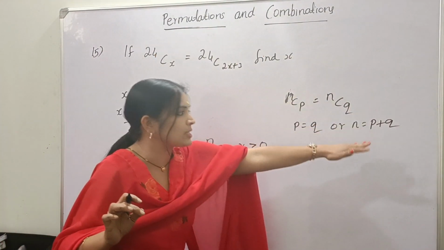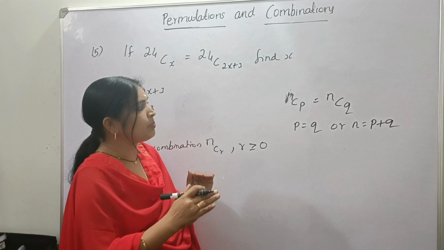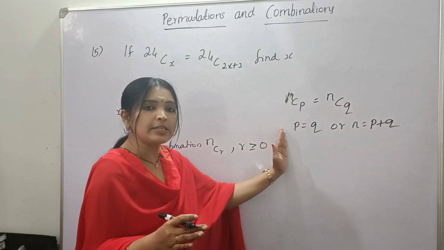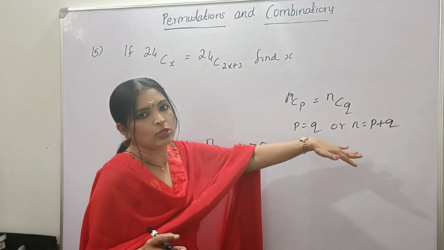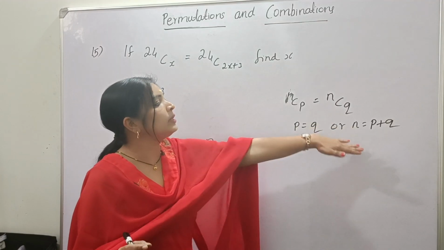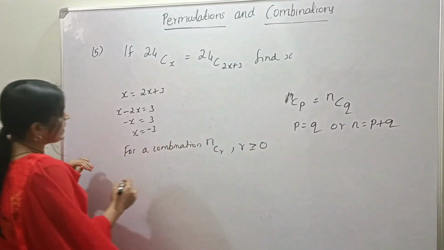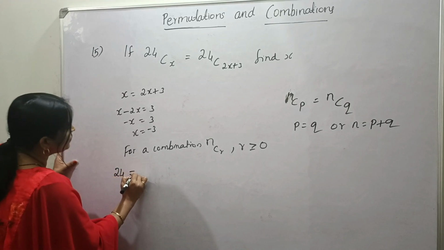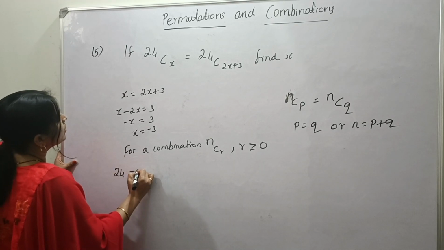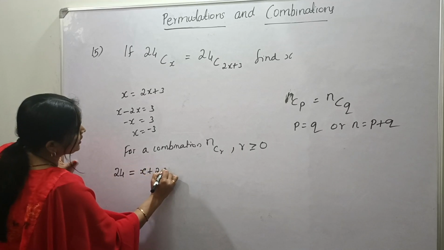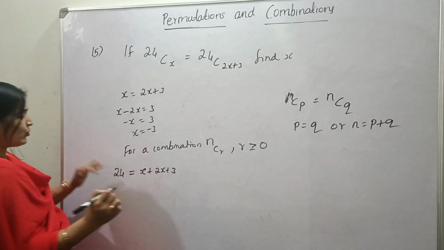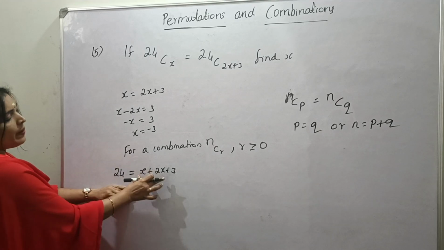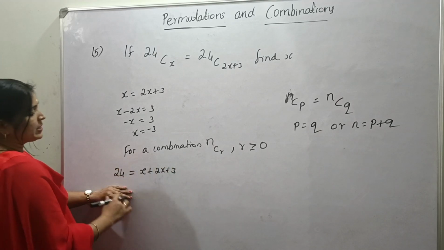Now let us go to the next one. We know that if nCp is equal to nCq, either p is equal to q or n is equal to p plus q. So the first is not possible. Now let us move to the next one, that is n is equal to p plus q. That means 24 is equal to x plus 2x plus 3. Okay, 24 is equal to n is equal to p plus q, x plus 2x plus 3.